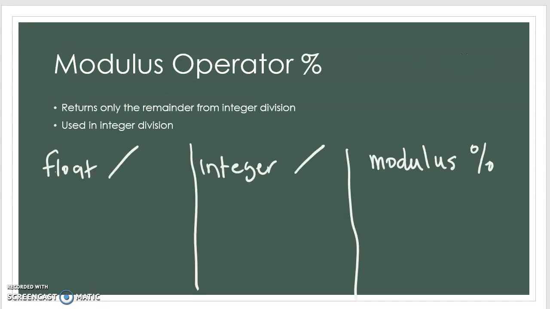So then let's talk about the modulus operator. This can be kind of a confusing thing. Okay, so it's important to note that the modulus operator is this percentage sign here. It only returns the remainder from integer division. And it's used with integer division, okay? They go hand in hand. So I think the best way to understand how the modulus operator works is to see examples of float division, integer division, and the use of the modulus operator.